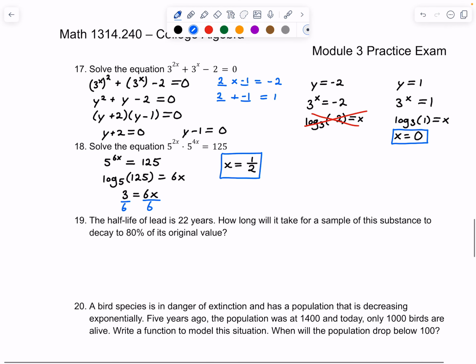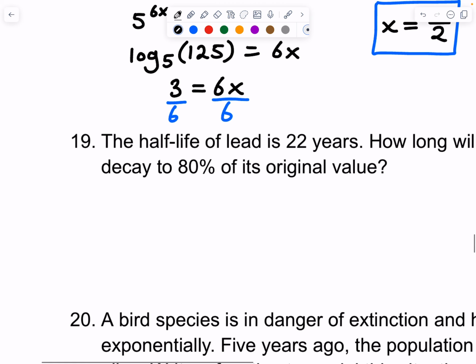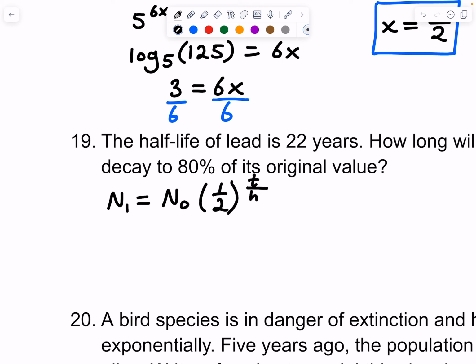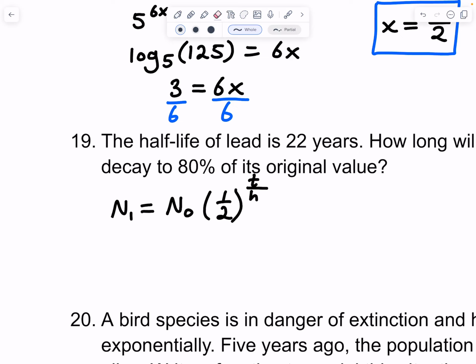Number 19, the half-life of lead is 22 years. How long will it take for a sample of this substance to decay to 80% of its original value? I'm going to start with my equation. We've got 1/2 to the t over h, where h stands for the length of the half-life, t stands for the time that has passed. This one is the original amount, and this one is the final amount.